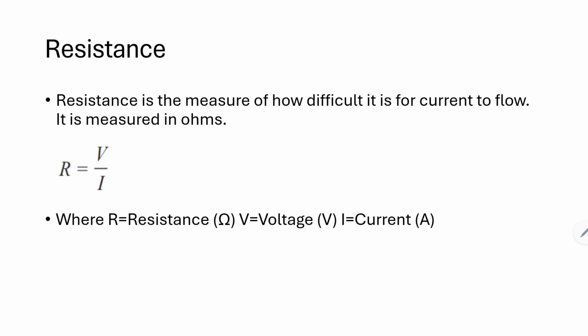Resistance is the measure of how difficult it is for current to flow. It is measured in ohms. R equals V over I, where R equals resistance, V equals voltage, and I equals current.